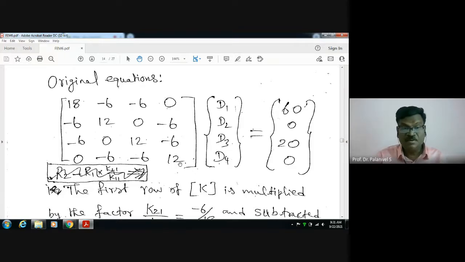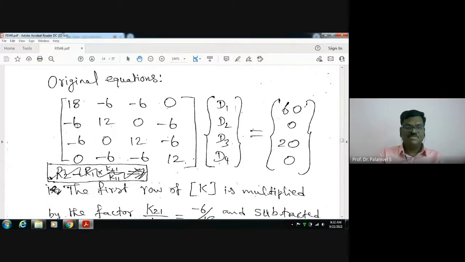Now what to do? In the first row I have to keep this d1, and in the subsequent equations I have to eliminate d1. For that, I am going to take K21 divided by K11. Please listen: I am going to multiply the first equation by this factor, K21 divided by K11, and then subtract it from the second row.